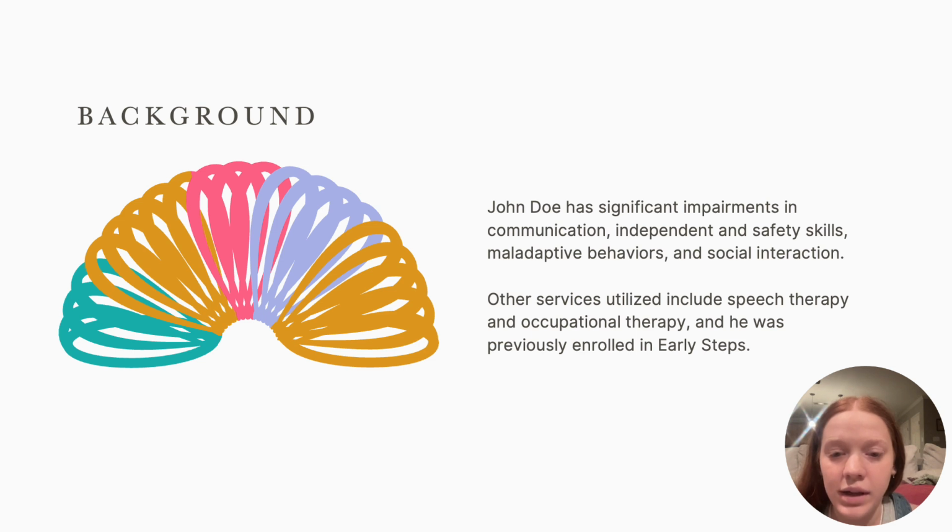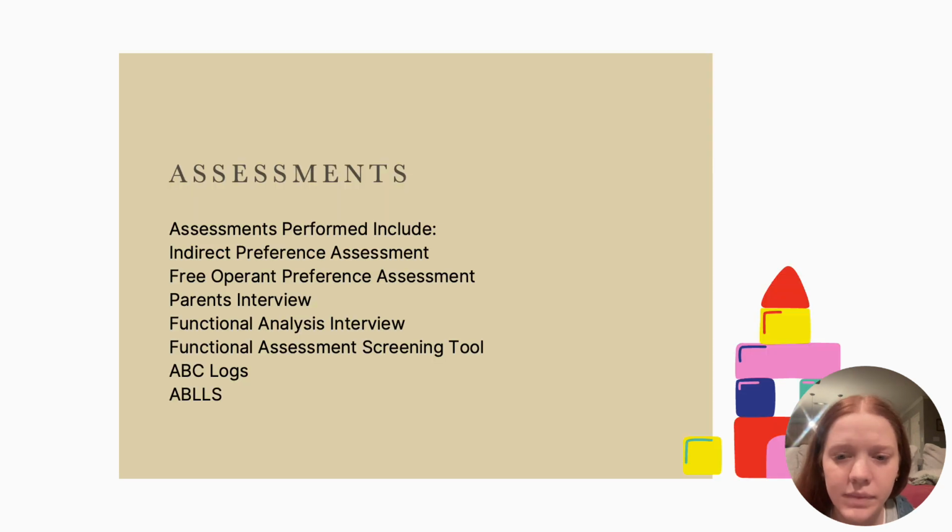John Doe has significant impairments in communication, independent and safety skills, maladaptive behaviors, and social interaction. Other services include speech therapy and occupational therapy, and he was previously enrolled in Early Steps. Assessments performed include indirect preference assessment, free operant preference assessment, parent interview, functional analysis interview, functional assessment screening tool, ABC logs, and the ABLES.